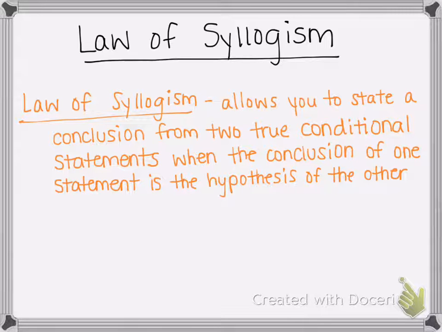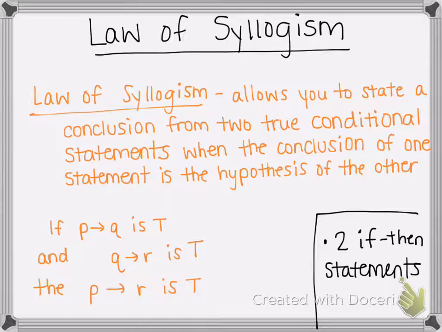So in other words, we have two if-then statements. One conclusion matches the other hypothesis, and then we go from there. So in terms of that P Q nonsense, I keep trying to bring it up because you may see it. It's saying that if P arrow Q is true and Q arrow R, so now we have three variables, then we can just take out Q altogether and say that P arrow R is true.